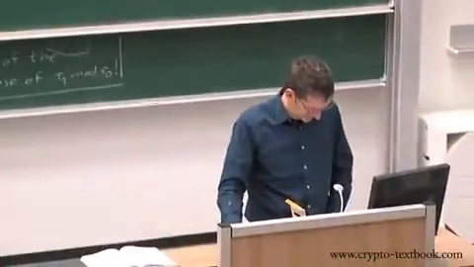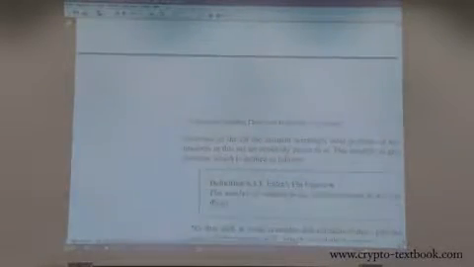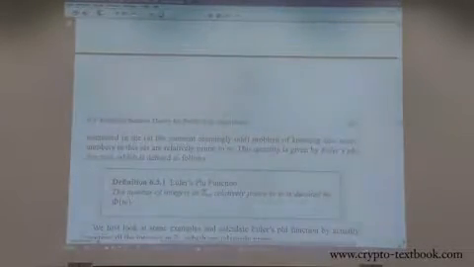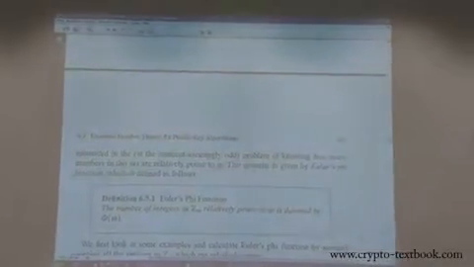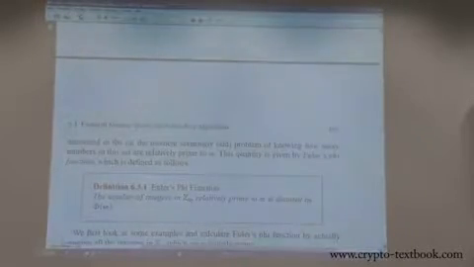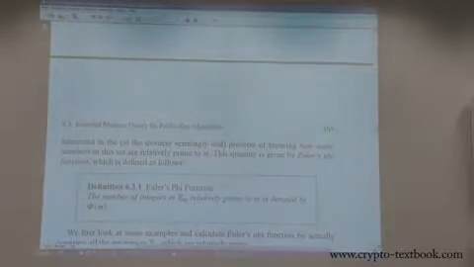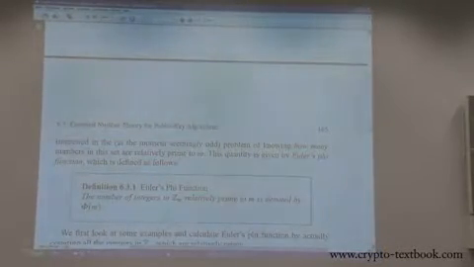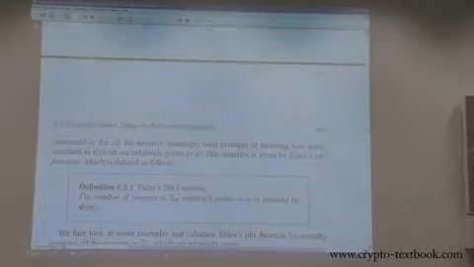And this is the definition in the book. Okay, so this is a more formal definition, which I just explained with words. The number of integers in Zm, that means out of m numbers, how many are relatively prime to m, is denoted by phi of m. This is Eulersche phi-Funktion. What is this? Let's look at an example.